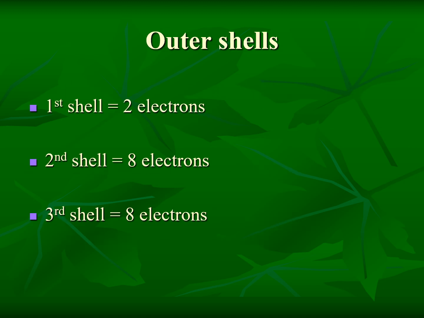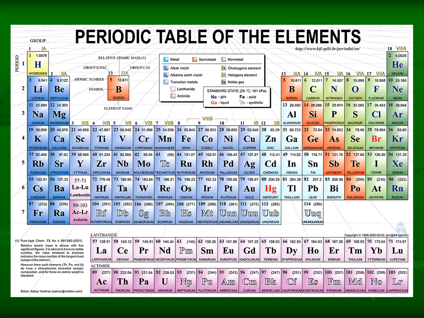So how many electrons are we talking about? Well, the first innermost shell only has 2 electrons. The second shell has 8 electrons. The third shell can also have 8 electrons. That's usually about where we're going to be working.